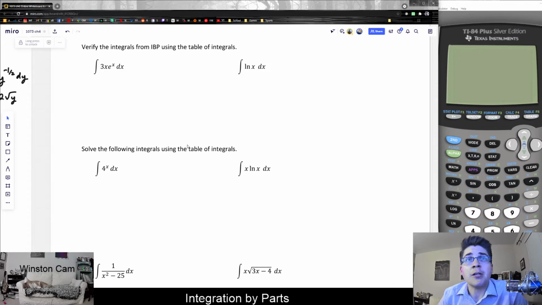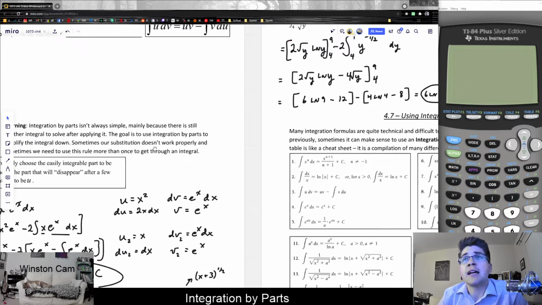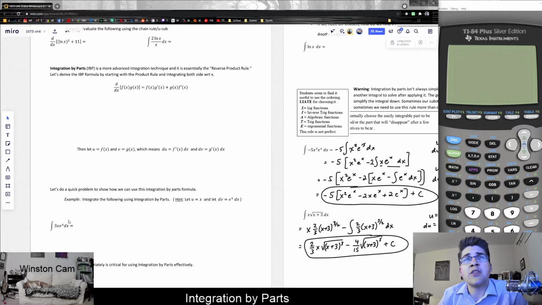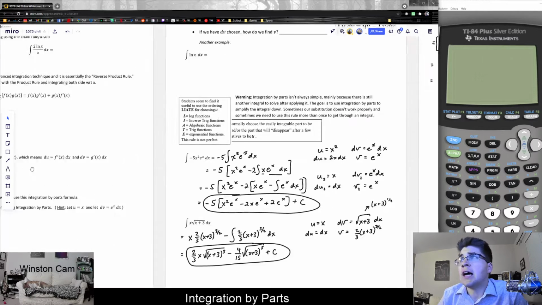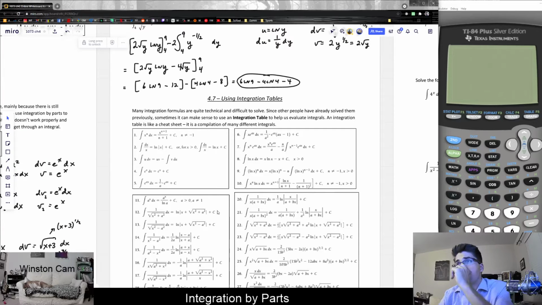So let's just practice solving integrals by using a table, and you can do the same thing with a computer. Let's go ahead and check some of the answers we got before and see if we can confirm our answers that we got via integration by parts. So in class, we did the antiderivative of 3x e to the x dx by using the integration by parts formula. Let's see what we would get if we were to use a table and just cross-check ourselves.